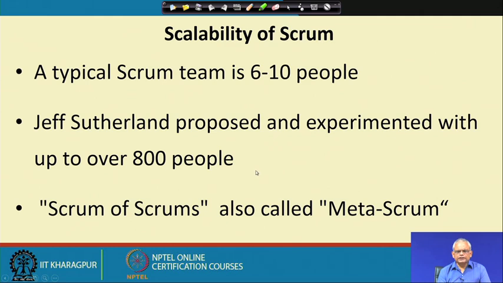Scrum is typically designed for small teams, but there are some who have tried it for large projects. For example, Jeff Sutherland reported that he has experimented with over 800 people, which is called the Scrum of Scrums. The work is divided among many Scrum teams. The product owners and the Scrum masters meet, and they decide on the features that will be done on each team, and it is also called a meta scrum.